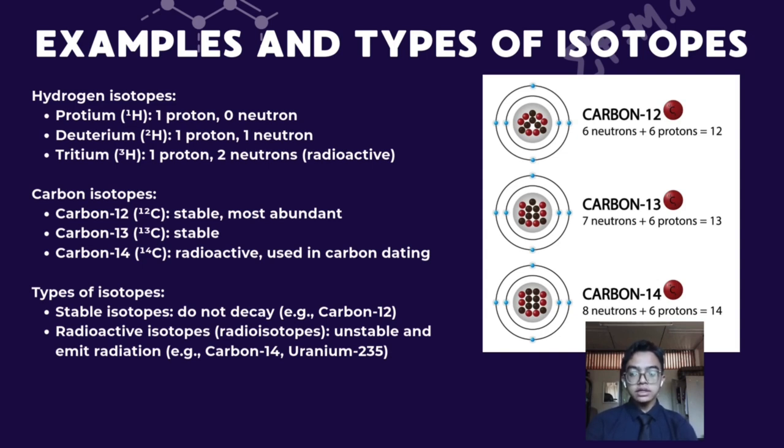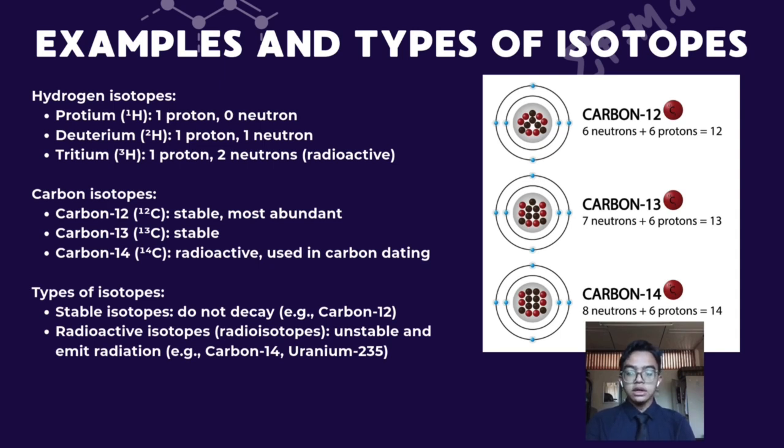Second, carbon isotopes also have three examples. First, carbon-12, the most stable and the most abundant. Carbon-13, stable, and carbon-14, radioactive and used in carbon dating.